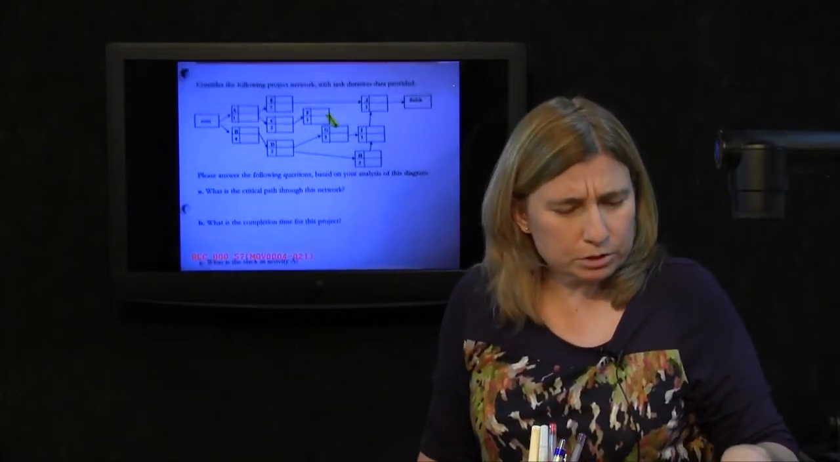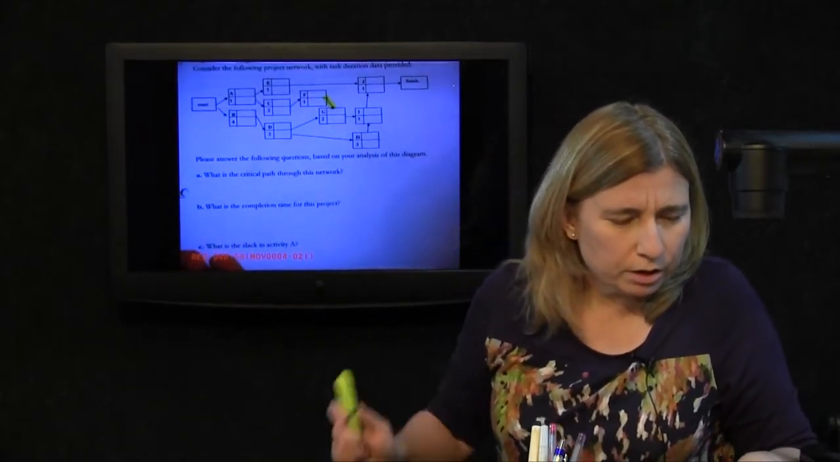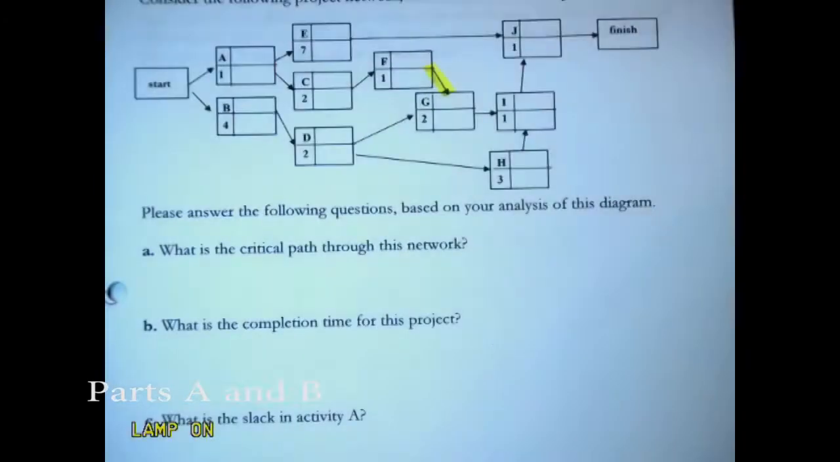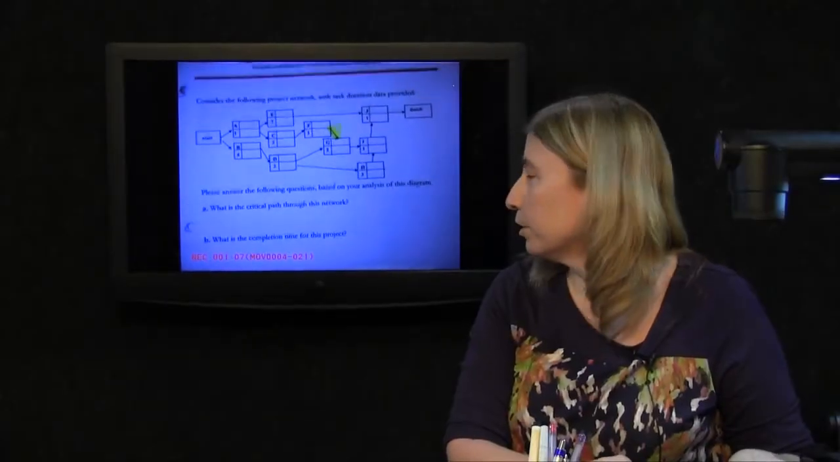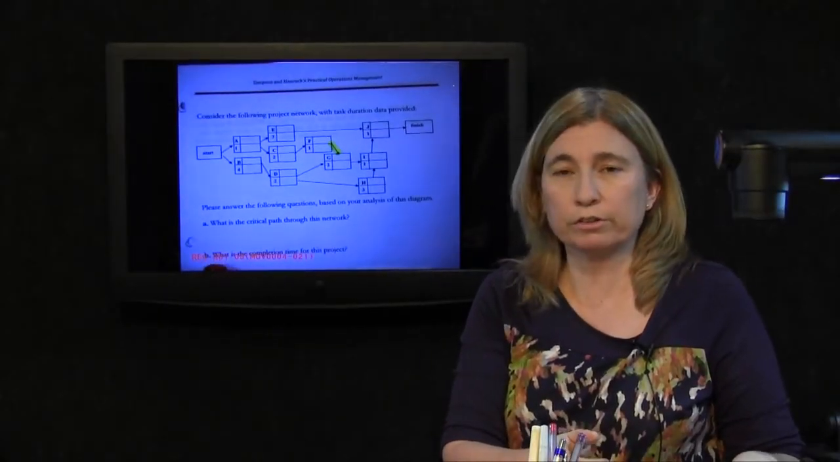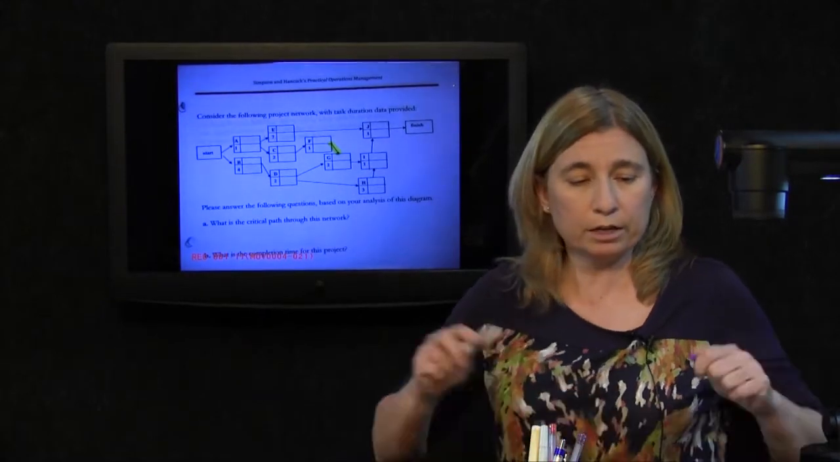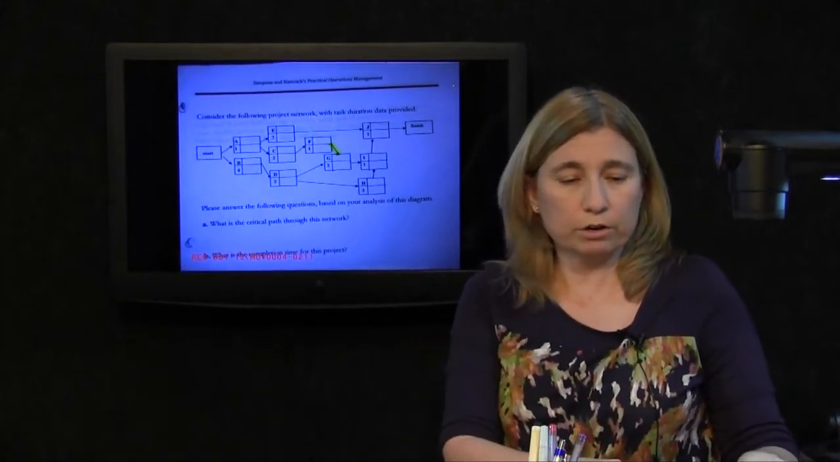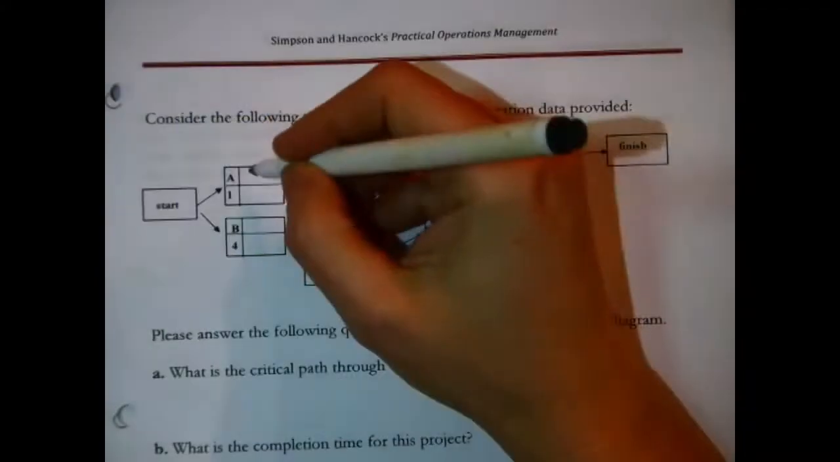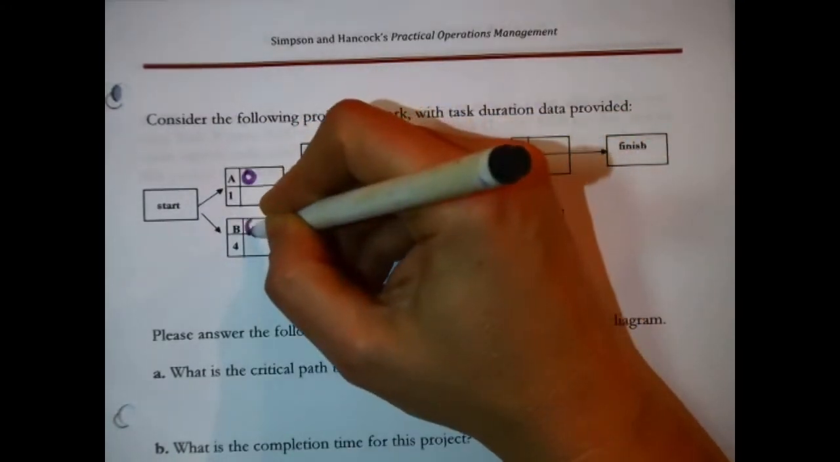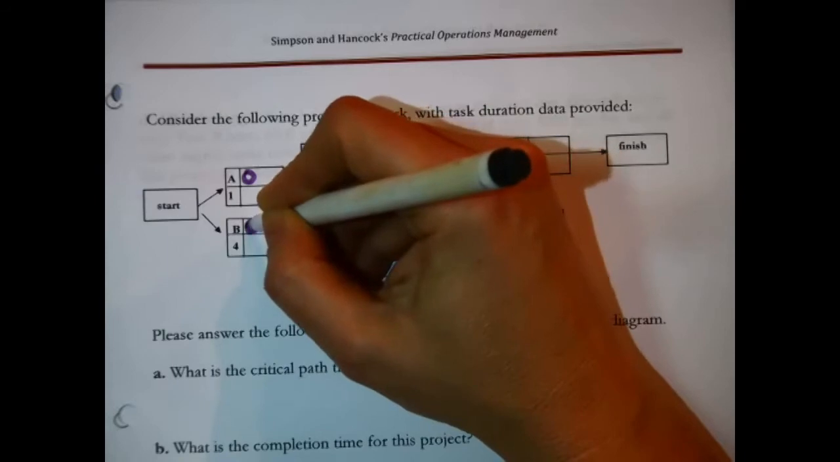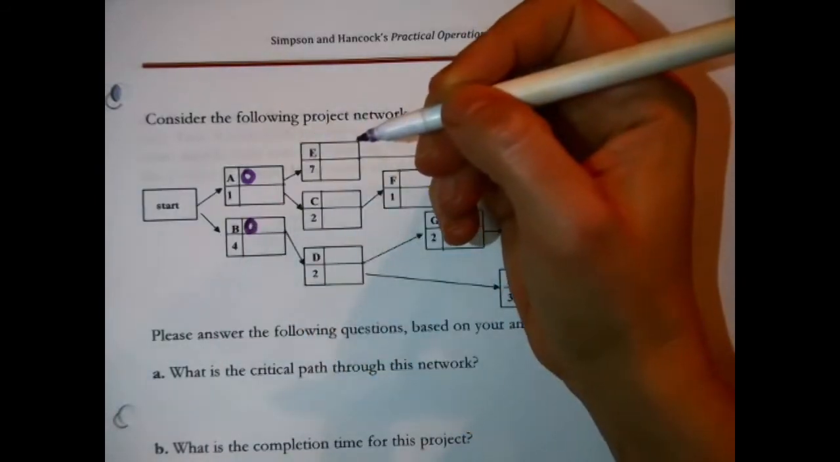Anyway, what are we supposed to do with this illustration? Well, it just starts asking questions. What is the critical path through this network? Oh, all right, well, we're going to have to find the early start, early finish, and the late start, late finish times to determine that. Well, we find early start, early finish times by beginning at the starting node. Each activity associated with the start has an early start time of 0.